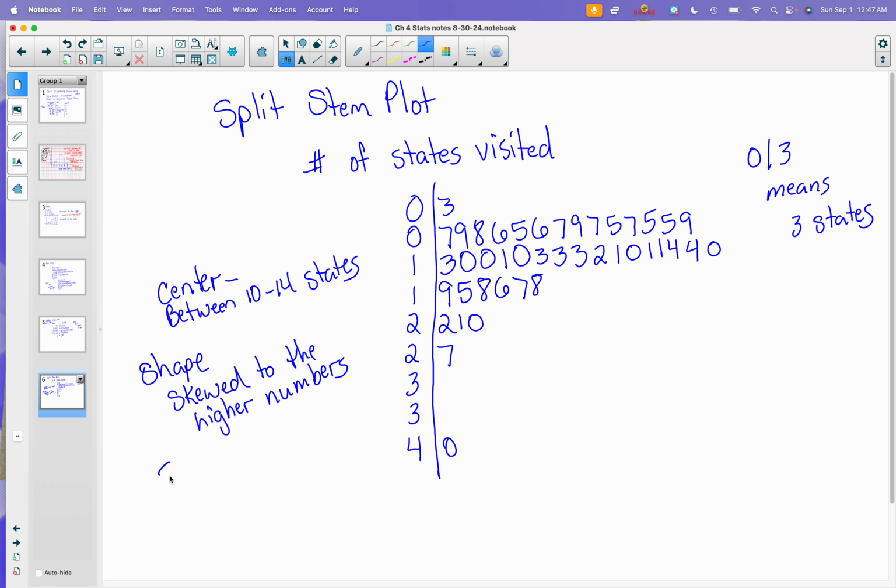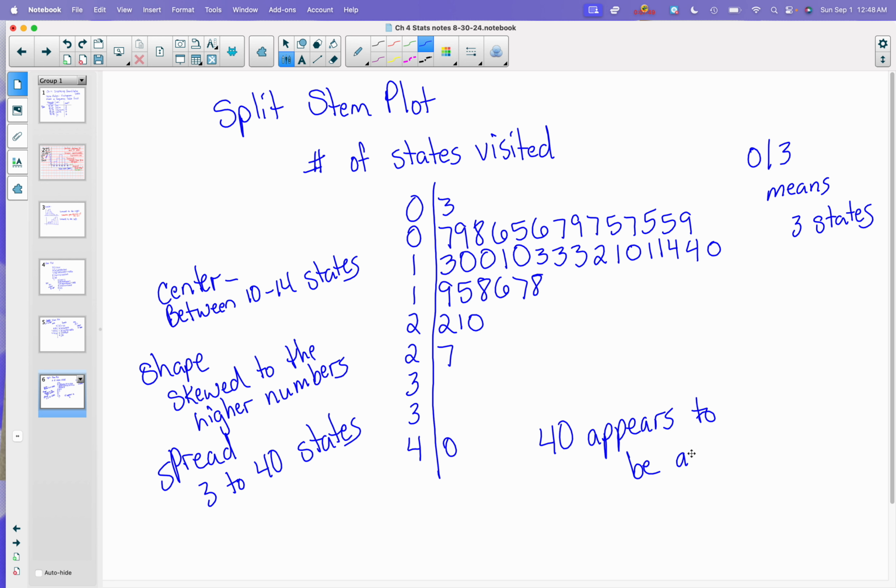So center, shape, spread. Our spread goes from 3 to 40 states. Again, notice here we actually have the data. And then unusual observations, 40 appears to be an outlier. So that's how you do a split stem.